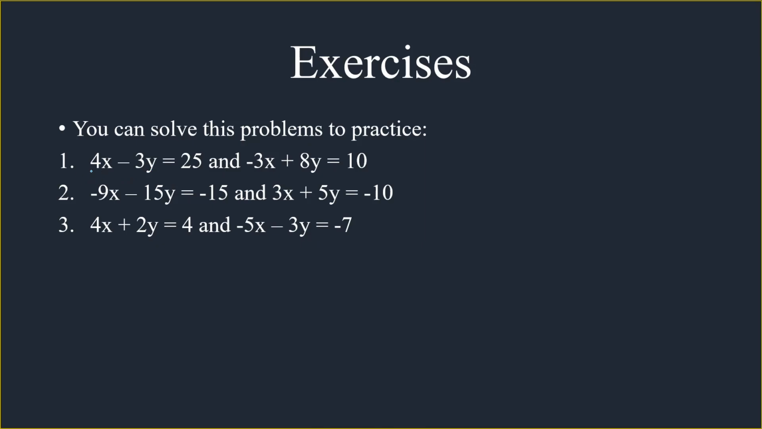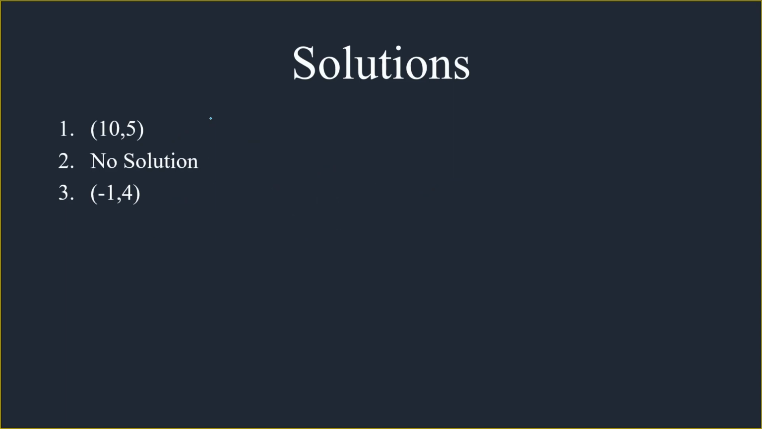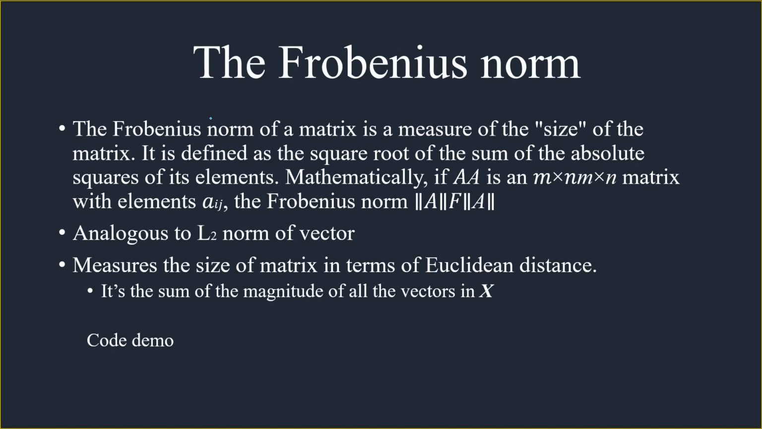So yeah, here is our 4x minus 3y is equal to 25, and another equation is minus 3x plus 8y is equal to 10. You can do this, and this will have no solution. You can find the solution for this one, and finally you can do this one too. And again, here you got solutions. So if you are confused about how to do this, or if you are confused with your solution, you can check it yourself. So now today is our final part, or the third part.